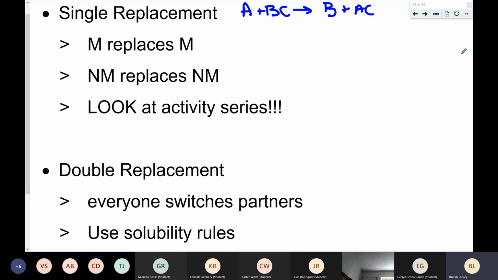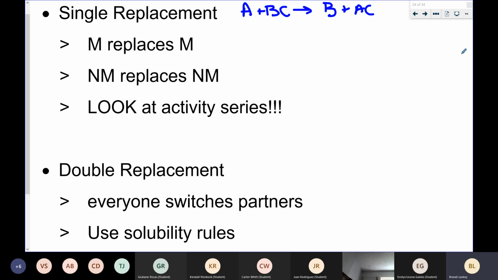So you're going to have an element in a compound producing a new element in a compound. So generally, whatever the substance is by itself is switching places with something in the compound. If it's a metal that's by itself, it's switching places with the metal in the compound. If it's a non-metal, it's switching places with the non-metal in the compound. And with single replacement, we had to look at the activity series to see if these would go.